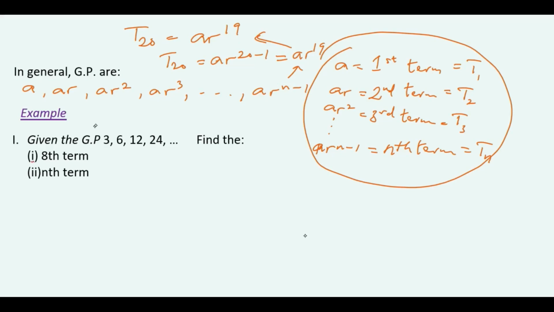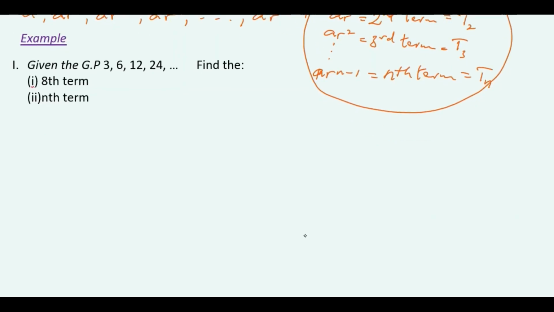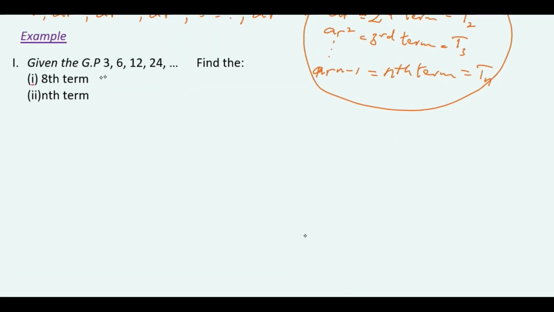Now, let us move further and look at this example. Example 1 here: given the GP 3, 6, 12, 24, find the 8th term and the nth term. Let us look at it. The first term, a, is equal to 3. And our common ratio is equal to the second term divided by the first term, which is equal to 2. Or you can say the third term divided by the second term, and so on and so forth.